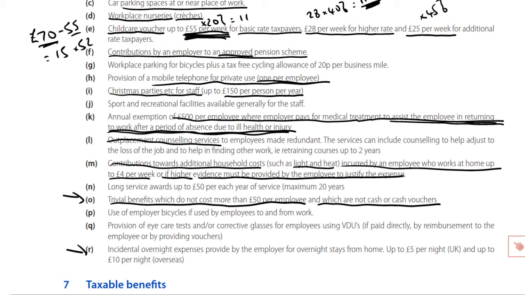Another one that often comes up, incidental overnight expenses. So you're working away from home for your employer. They'll no doubt pay for your travel, as we've mentioned earlier, and no doubt for the hotel. But on top of that, incidental overnight expenses, for example phoning home, either in the UK or overseas, we have a level of exemption, up to £5 per night if you're in the UK, and up to £10 per night overseas.